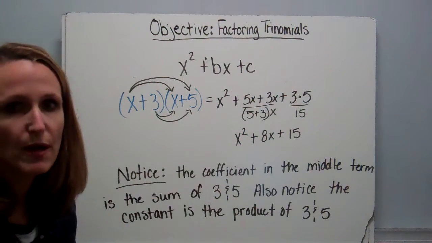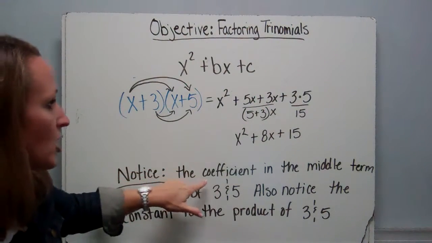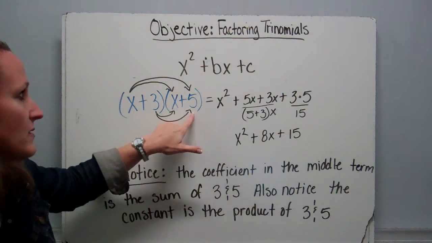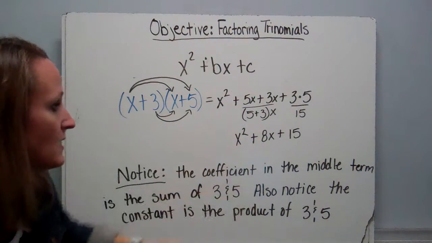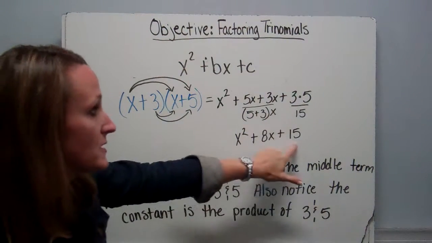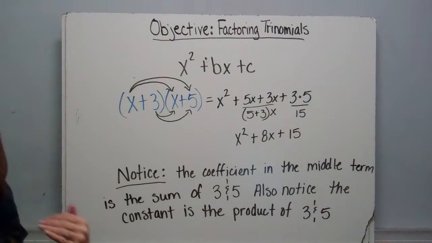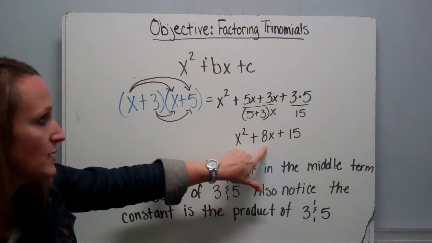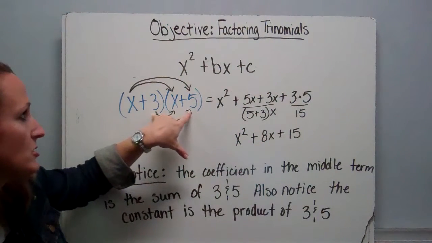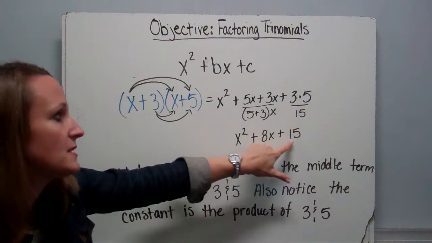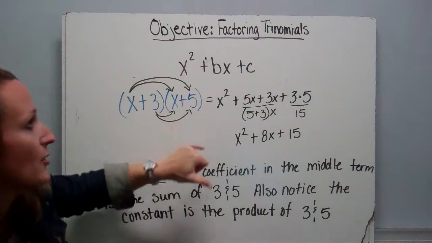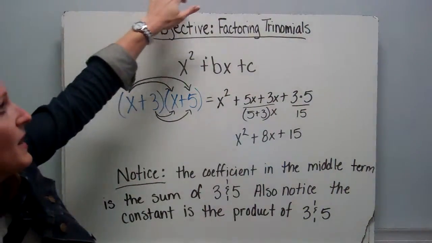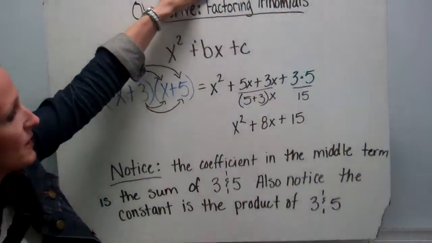So notice what you actually have. The coefficient in the middle term, this 8, is the sum of 3 and 5, right? 3 plus 5 is 8. Also notice that the constant, or this number here, is the product of 3 and 5. Look at that relationship very closely. So this middle term is the sum of these two numbers, and this constant, or this number at the end, is the product. Keep that relationship in mind as we keep going through this video.